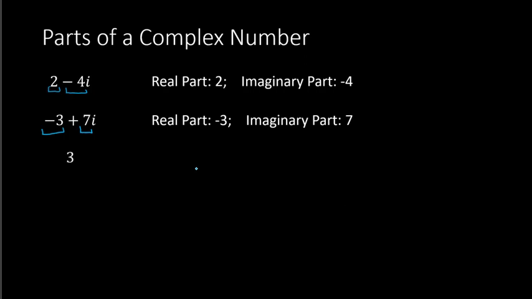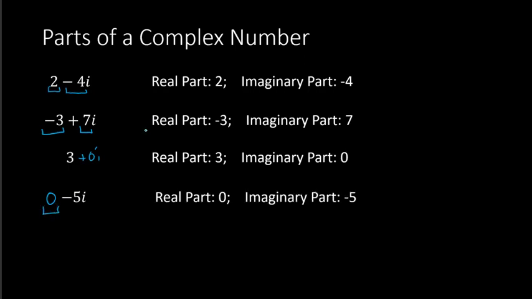Now what if you just had the number 3? Well, you can think of this as 3 + 0i. So 3 would be the real part, and 0 would be the imaginary part. Now what about -5 times i? This you can maybe think of as 0 - 5i. So here we can see clearly that the real part would be the 0, and the imaginary part would be the -5 that is in front of the letter i.